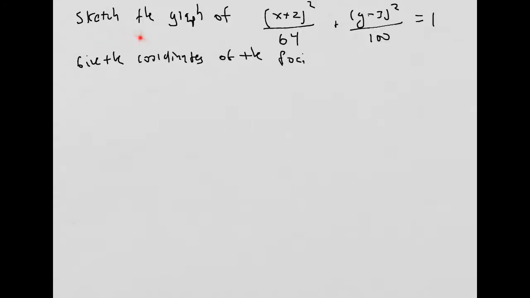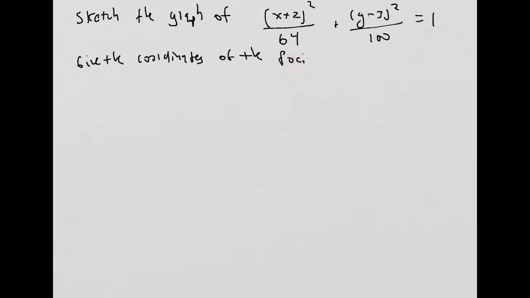Alright, so here we want to sketch the graph of this ellipse: (x + 2)² / 64 + (y − 3)² / 100 = 1. And we also want to give the coordinates of the foci.